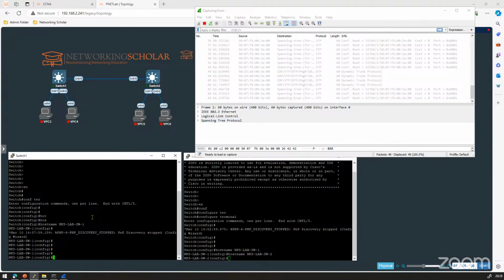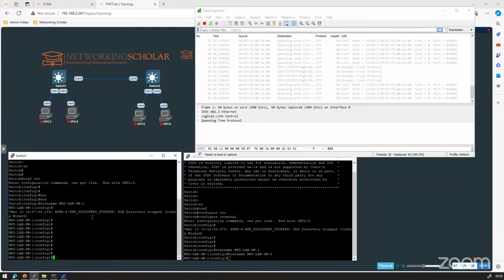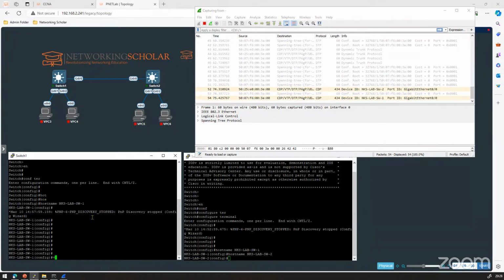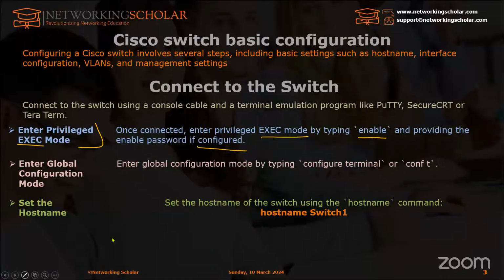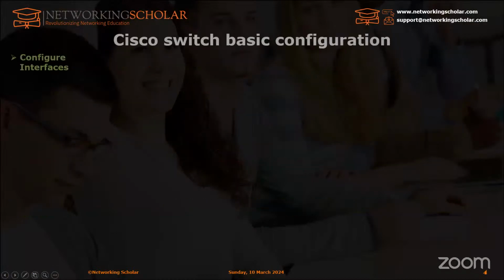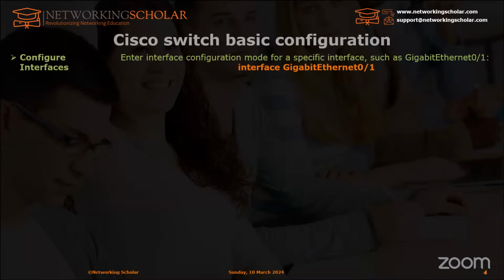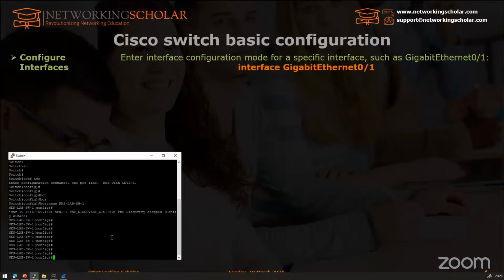Okay, so let's configure a VLAN first. Here I am in configuration mode, and we can configure a VLAN by using the command vlan. You can see the hostname we already configured. Then we are going to configure something called an interface first. So let's configure the interface first. I'm using gig 0/0.